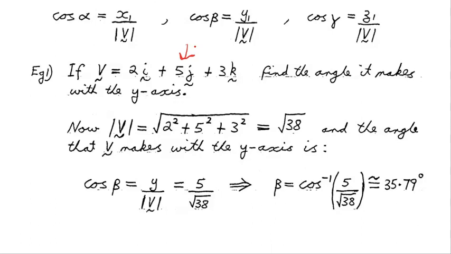The angle that V makes with the y-axis is then the cosine of beta, that's the angle in the y direction, is the y component over the magnitude of the vector, so it's 5 over the square root of 38. Then with a calculator, we're going to find that the angle beta is the inverse cosine of 5 on the square root of 38, and that's approximately 35.79 degrees. Okay, that's it.